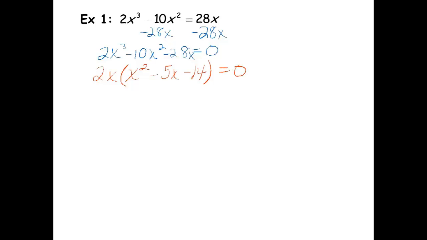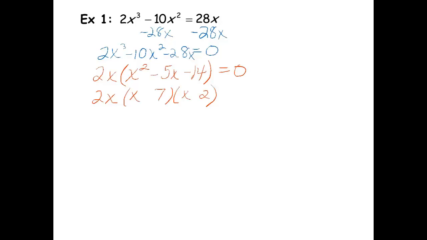Now I'm not done, because now I still have this quadratic expression inside. I'm going to try to factor just this. So I still have my 2x. And now let's see. If I factor this, I can start each of those off with x and x. To multiply to negative 14, I could use 7 and 2.